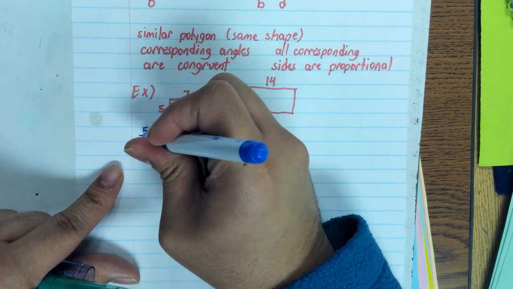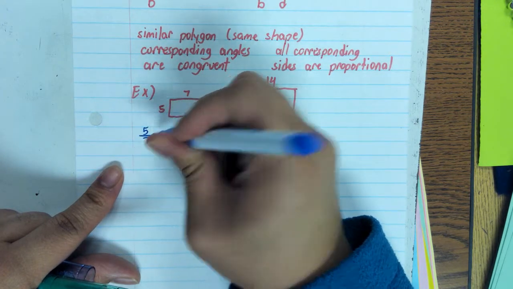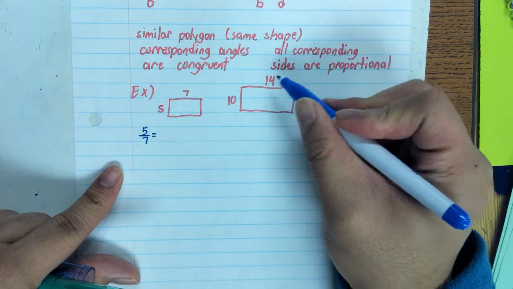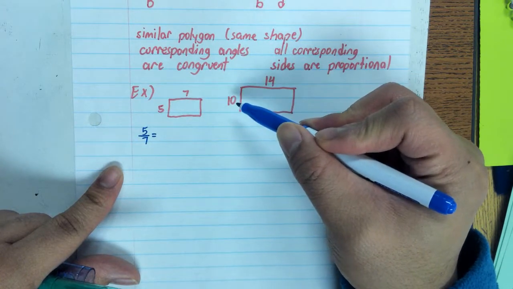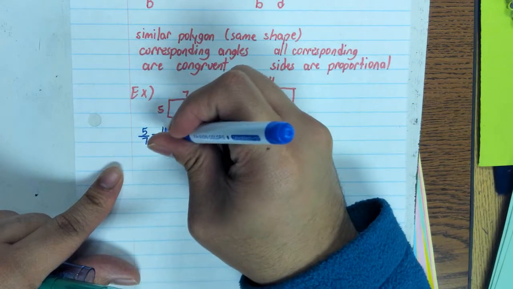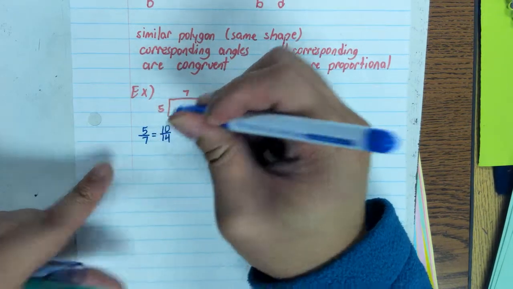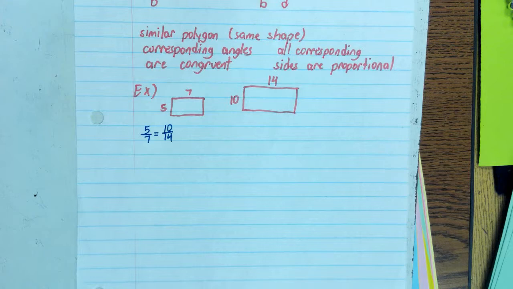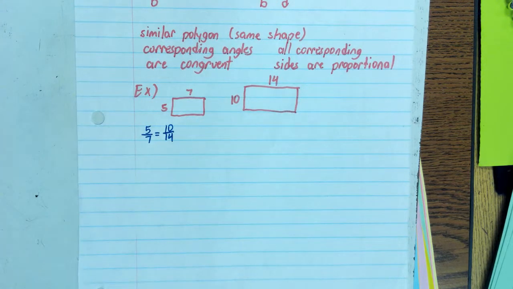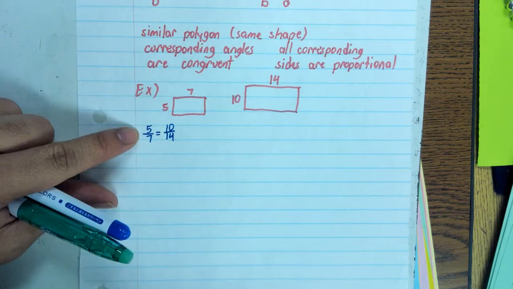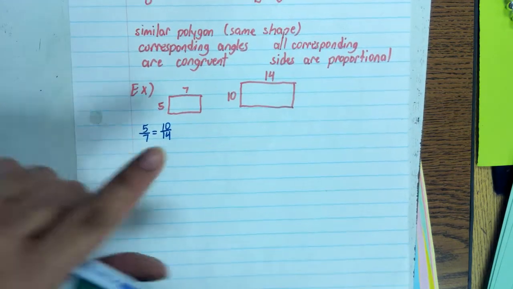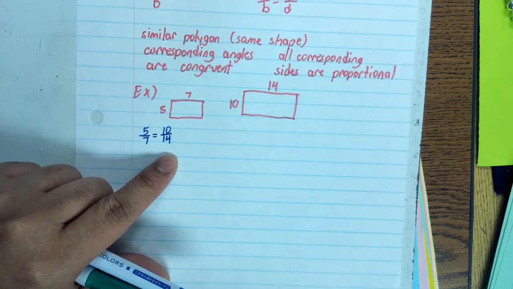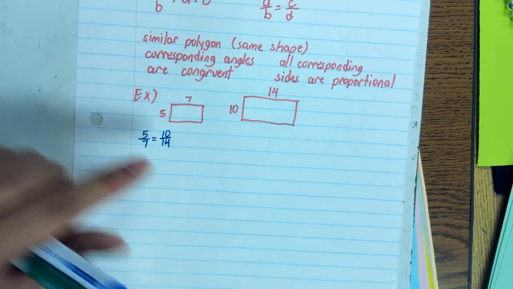So 5 over 7 equals, now do the same for the matching rectangle. For the second rectangle, it's going to be 10 over 14. And you have to check, are these two fractions, ratios, equal to each other? You can either type 5/7 in the calculator, see what decimal that comes out to be. Type 10 over 14 in the calculator and see what that decimal comes out to be.